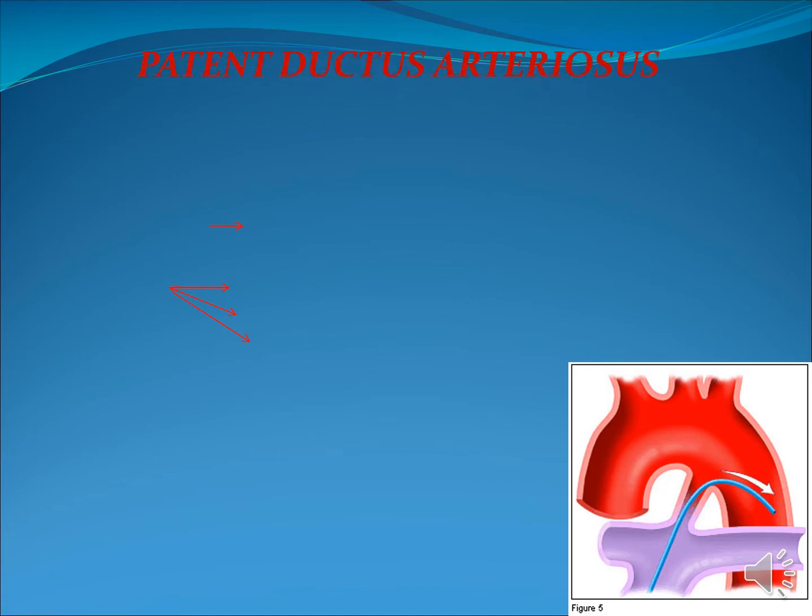Patent ductus arteriosus. Patent ductus arteriosus is a remnant of a shunt between the aorta and pulmonary artery during intrauterine life, which is supposed to become the ligamentum arteriosum after delivery. But if it is still patent, it makes a shunt, that's why it is called patent ductus arteriosus. Treatment of patent ductus arteriosus is closure.